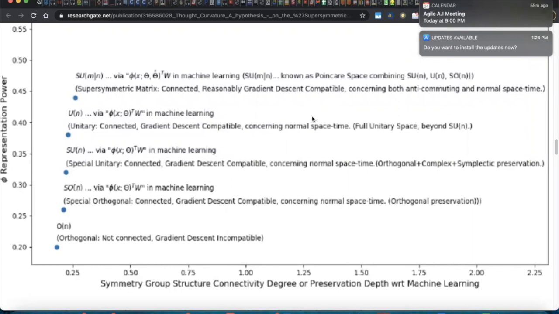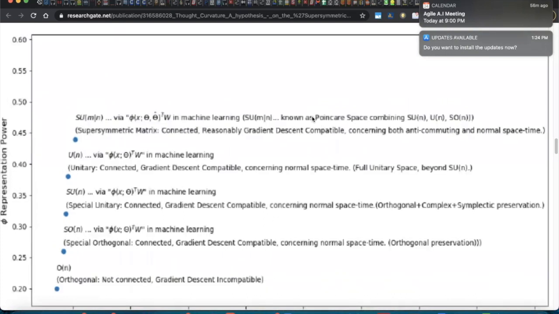I'm trying to draw a corollary between the symmetry groups being used in physics versus how they're used in machine learning. In physics, I don't know everything about physics, but this special orthogonal group here is used in machine learning. And if you look at the characteristics here and compare those to the special unitary group above, we see some more characteristics coming out. We see orthogonality, complexity, or rather use of complex numbers, and symplectic preservation.